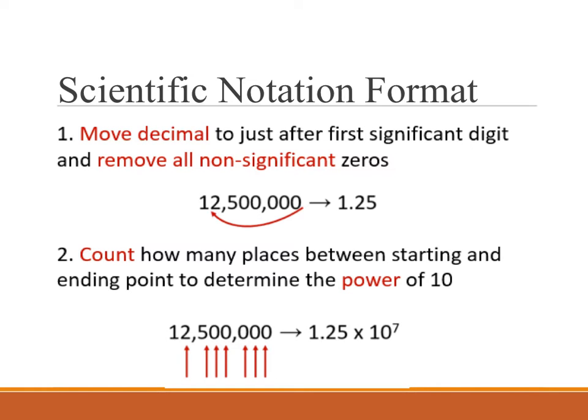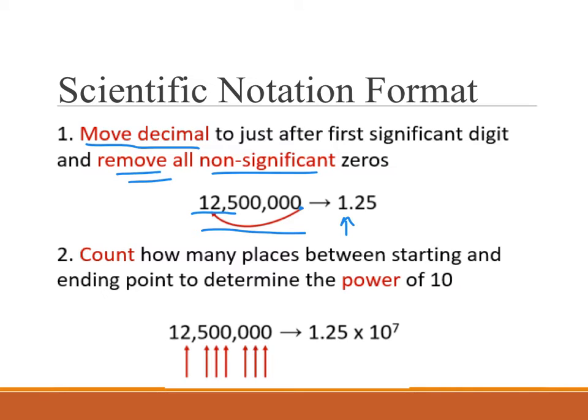There are rules to be followed to turn any number into scientific notation. The first step is to move the decimal to just after the first significant digit and then remove all non-significant zeros. So we have our test number here, 12,500. We're going to take the decimal point from where it lives at the end of the number and move it over to after the first significant digit. So in this number we have 3 significant digits, 1, 2, and 5, and so the decimal is going to be placed there between the 1 and the 2.